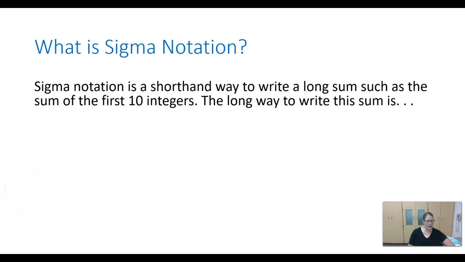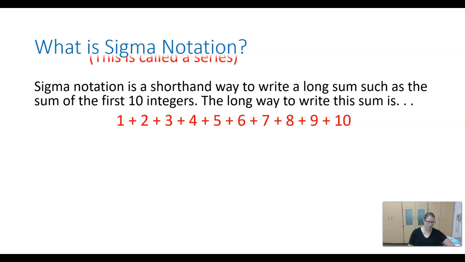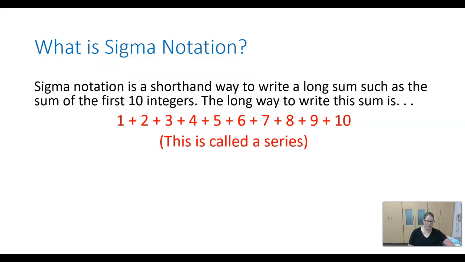So if I wanted to write out the sum, the long way to write that out would just be 1 plus 2 plus 3 all the way till I get to 10. It takes a while, right? It's kind of obnoxious. So this is called a series. Anytime we are adding a pattern of numbers together, it's called a series.